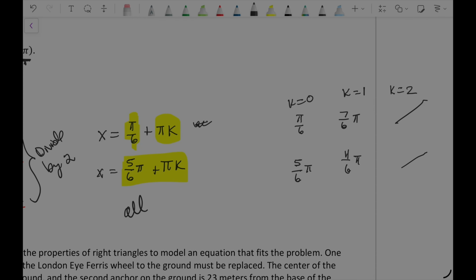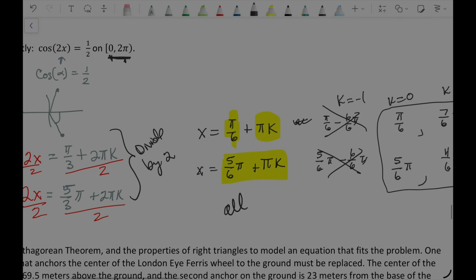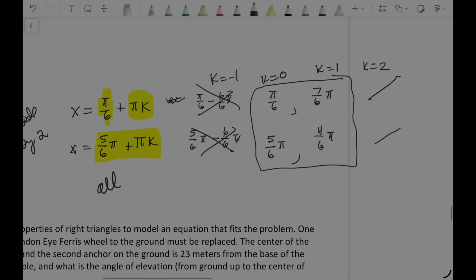The only thing I should check is that if I plug in a -1, I would get pi over 6 minus 6/6 pi. That will be -5/6 pi, so that's outside of the region of interest. Here I would get 5/6 pi minus 6/6 pi. That would give me -1/6 pi, also negative and outside my window of interest. So for this particular problem, there are 4 solutions that fit the interval of interest that they're asking for.